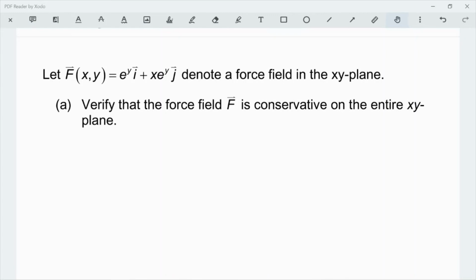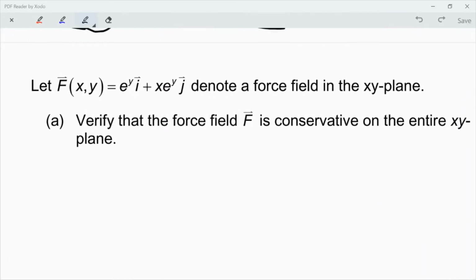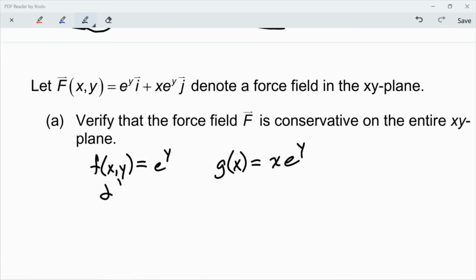Okay, so let's take a look at the first part of this. Let's check whether or not this is conservative. If this is going to be conservative, then remember we need to check this. F of x,y is equal to e^y. G of x,y is equal to x e^y. And then I want to do del f del y, and I'd get e^y. I'd want to do del g del x, and I would get e^y again.